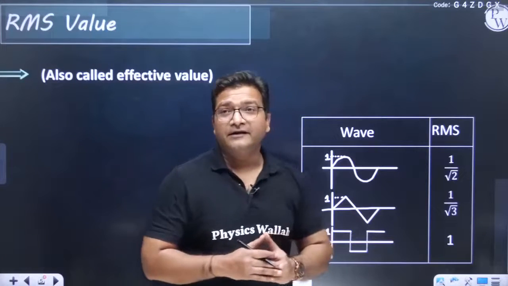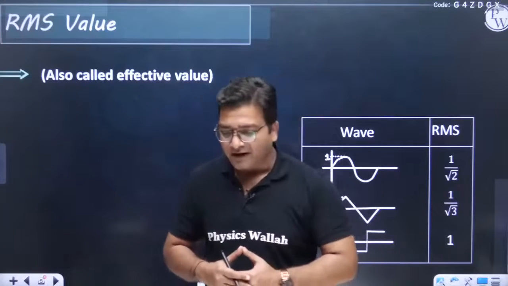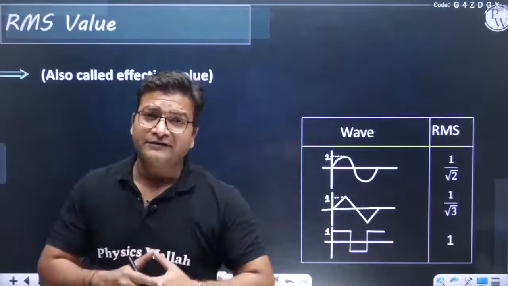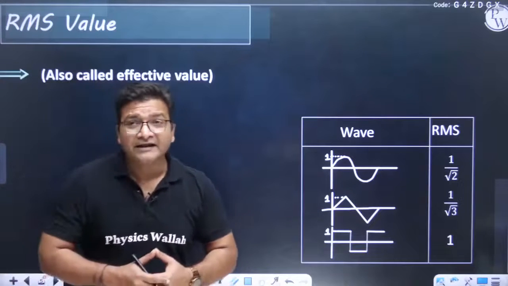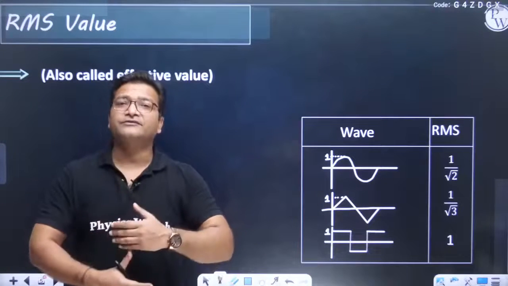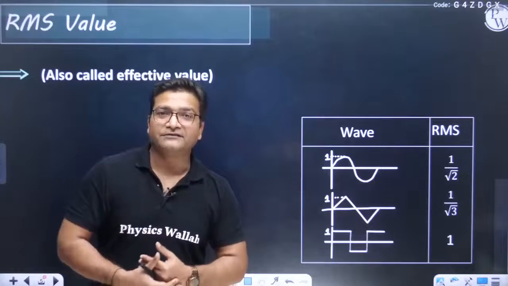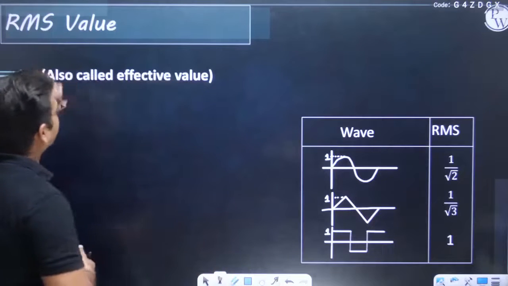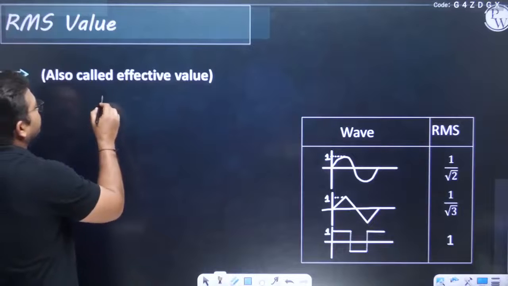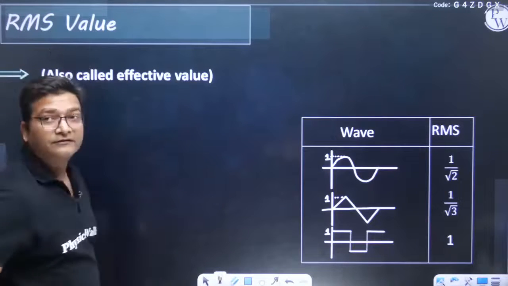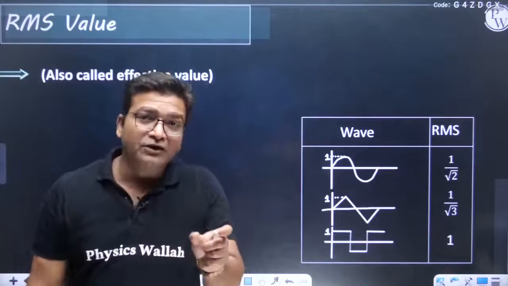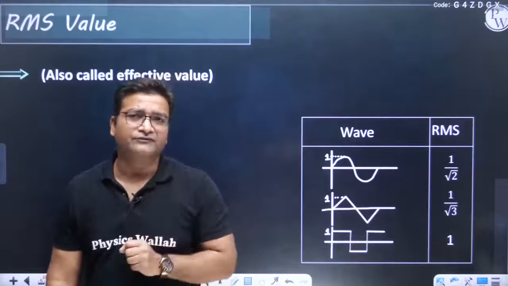Now we will understand the RMS values. RMS values in alternating circuits are very important, and they are said to be the effective values. So what is the meaning of RMS? The meaning of RMS is root of mean of squares, or root of average of squares.